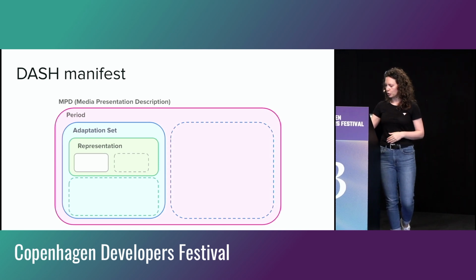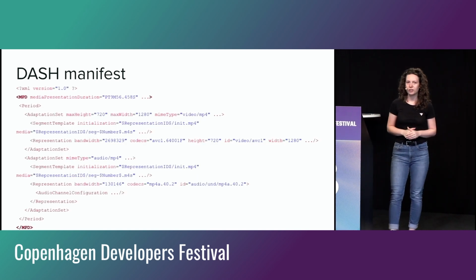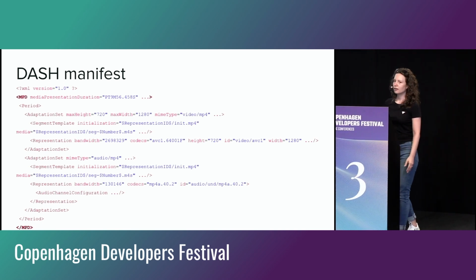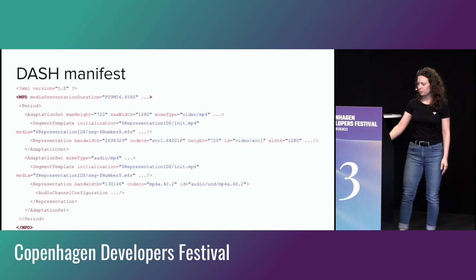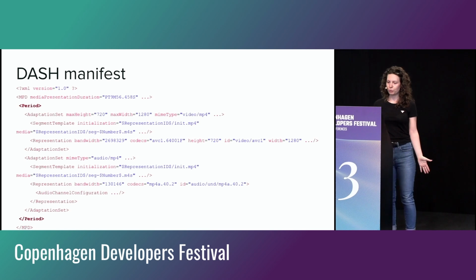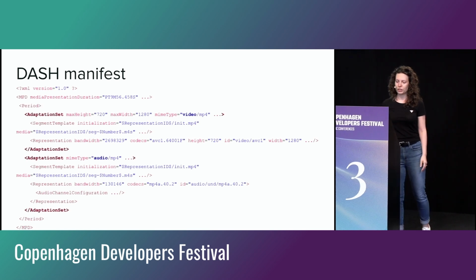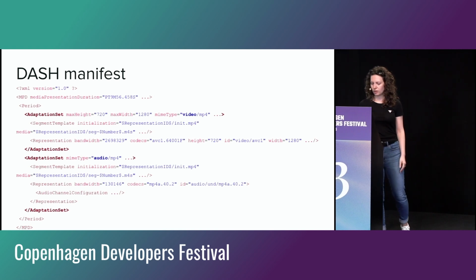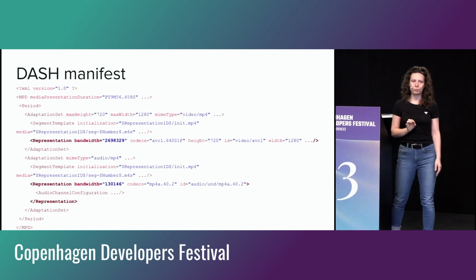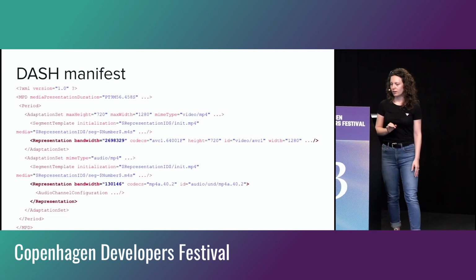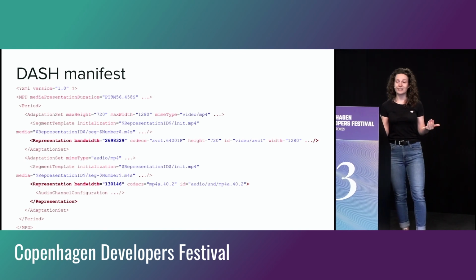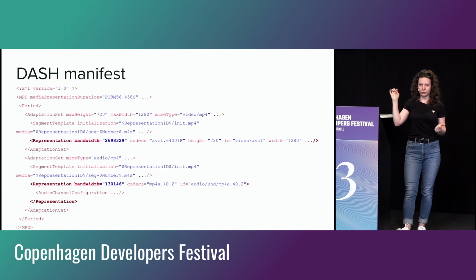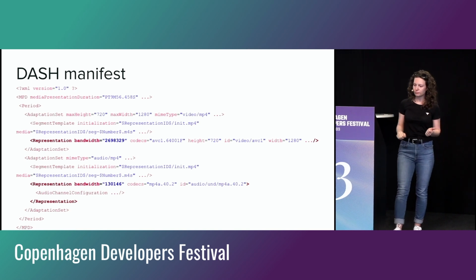And here I will show you how it looks in reality. As I said, it's an XML-based file. The very root element is MPD. Inside, we have one period. Then we have two adaptation sets, one for the video stream and one for the audio stream. Then we have one representation in each, which basically means that at least at this time, we only support one bitrate, because we only have one representation.